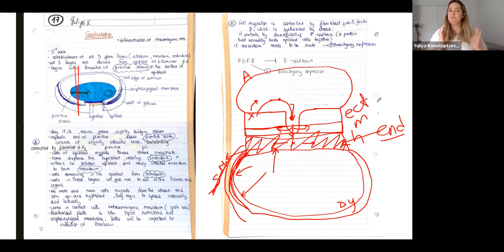So now a very important question. Trilaminar germ disc arises from bilaminar germ disc. Is that sentence correct?